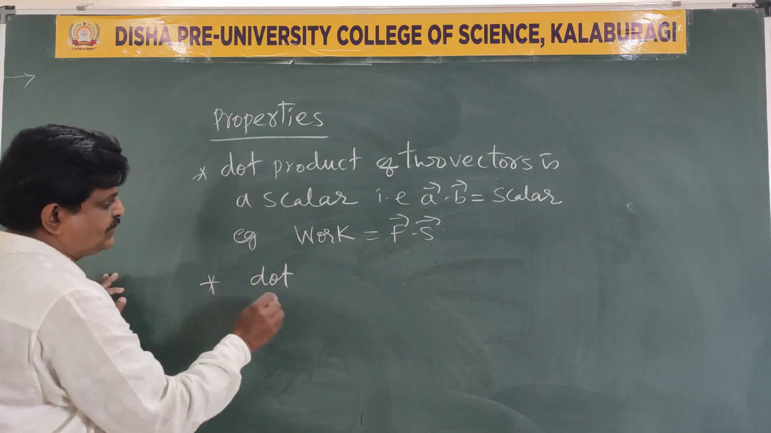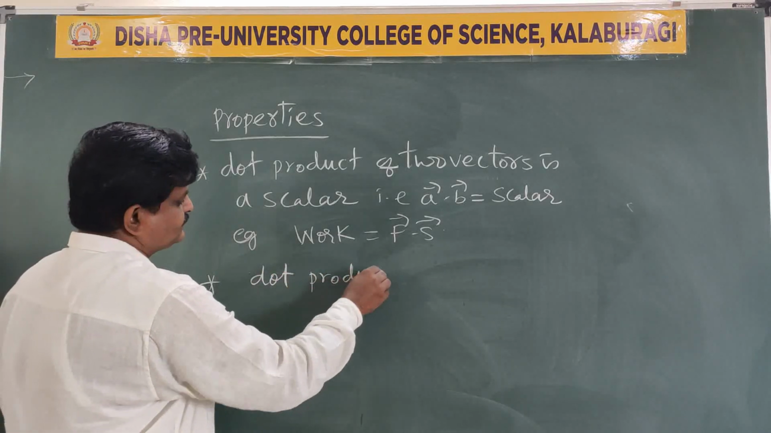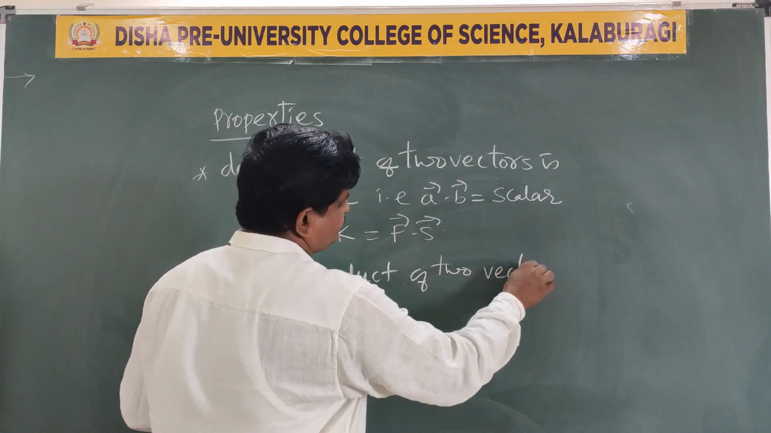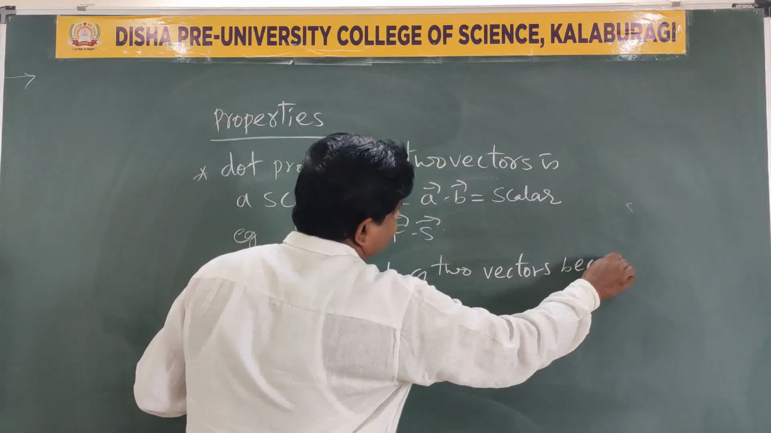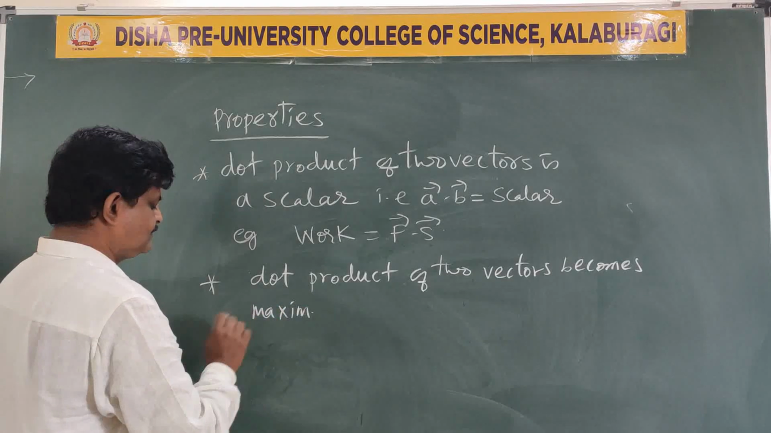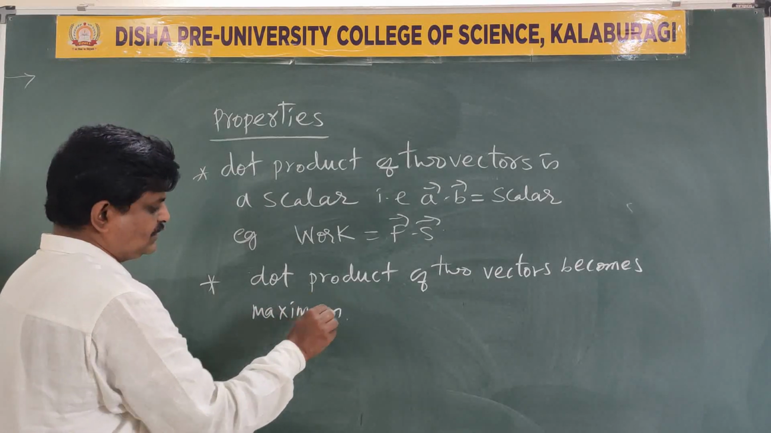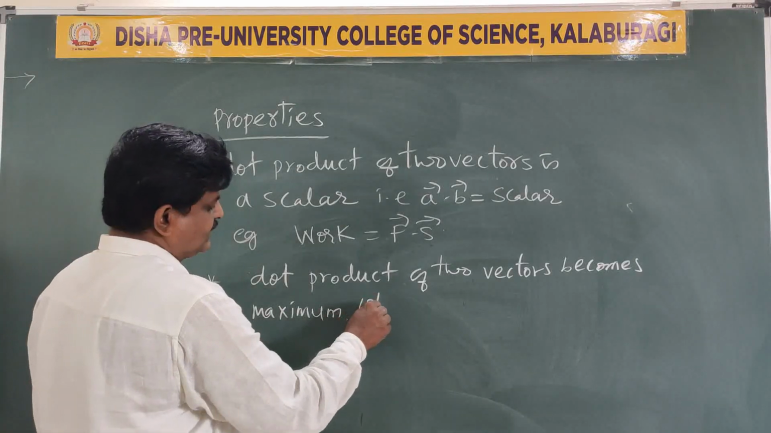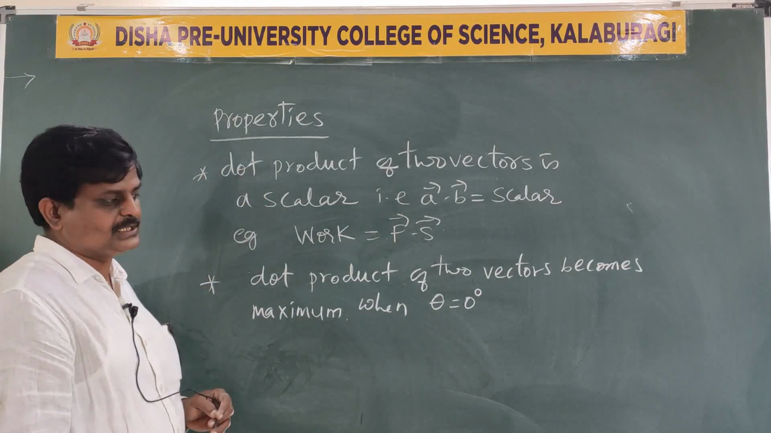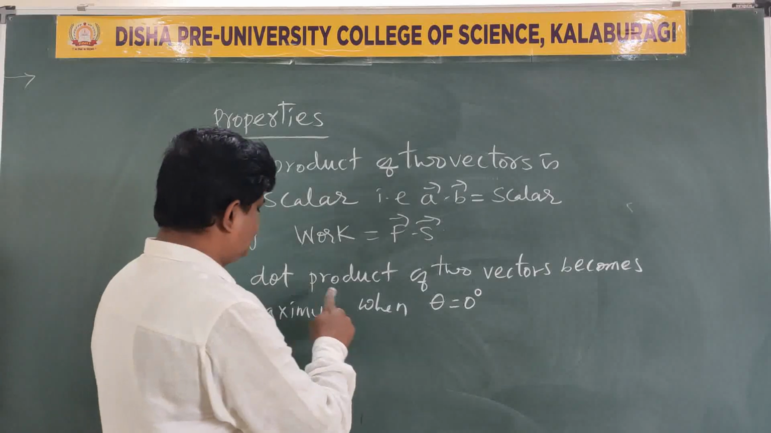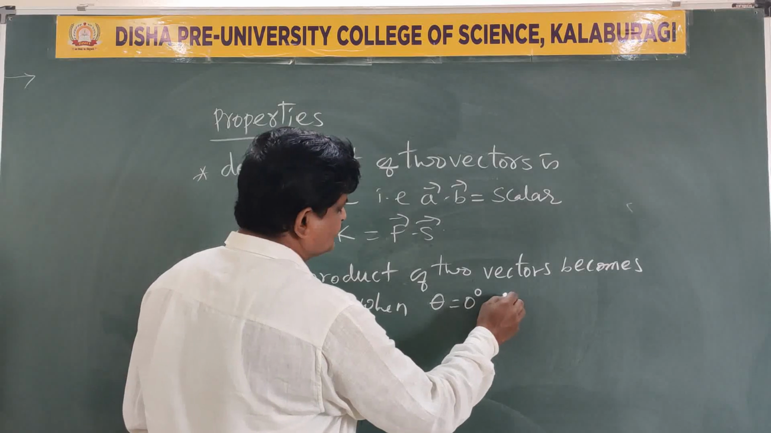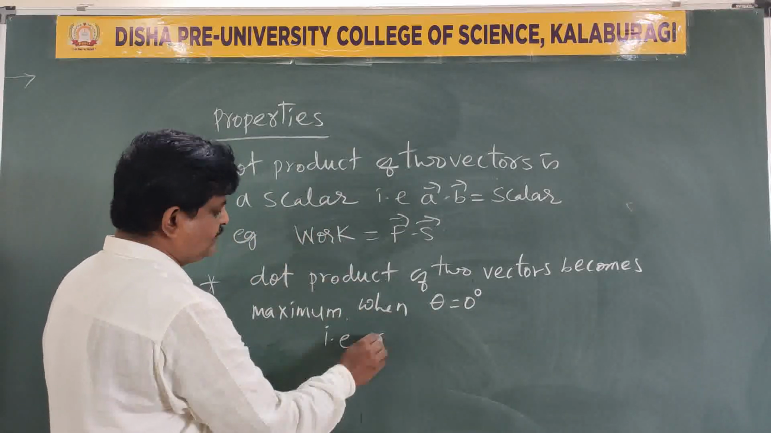This is also an important concept. The dot product of two vectors becomes maximum when theta, which means the angle between the vectors, is 0. Don't forget, theta is the angle between the vectors. Just substitute in the formula please.